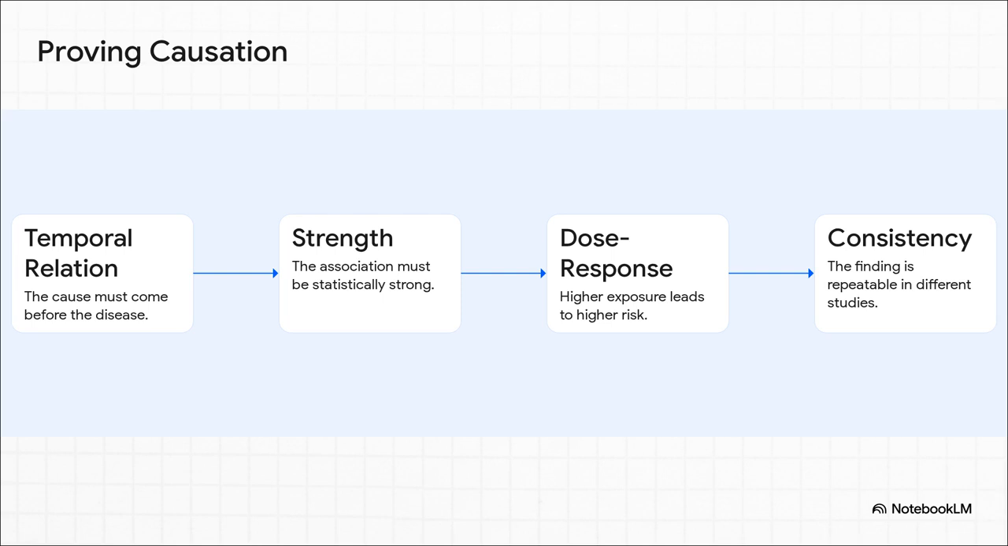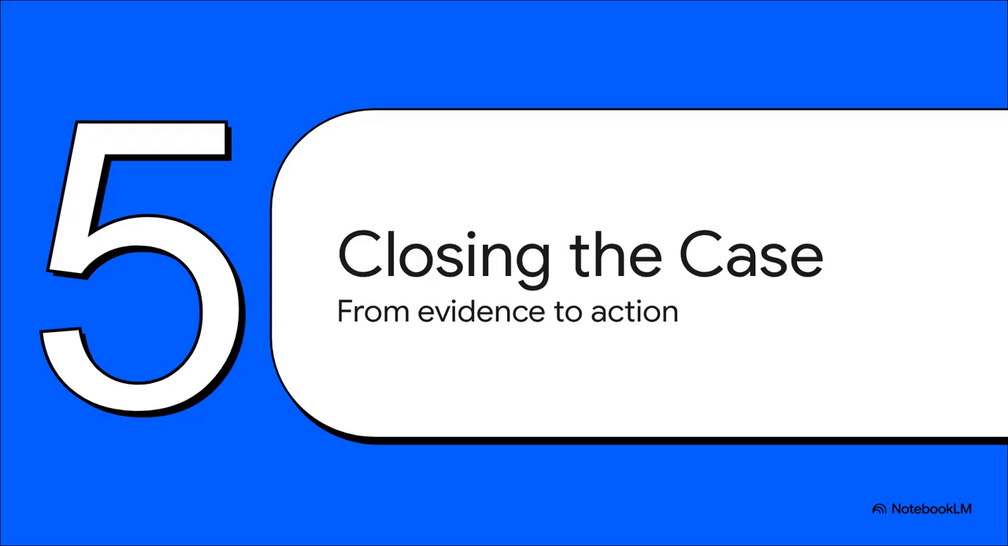Third, dose response. More exposure should lead to a higher risk. Smoking 2 packs a day is way riskier than 2 cigarettes a day. And finally, consistency. The same finding has to pop up again and again in different studies with different groups of people. Okay, so once the evidence is overwhelming and the cause is proven, the case isn't really closed.